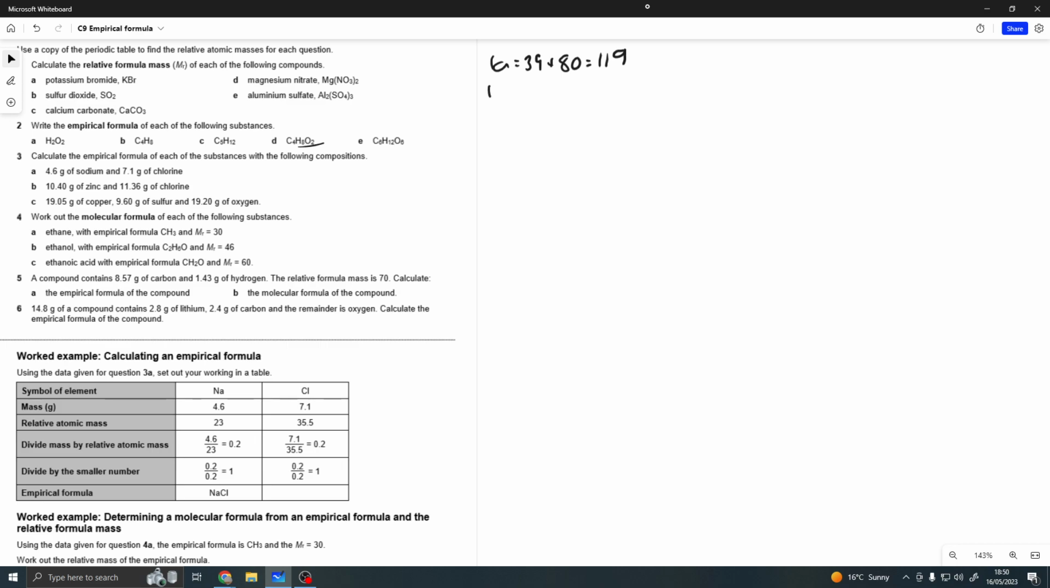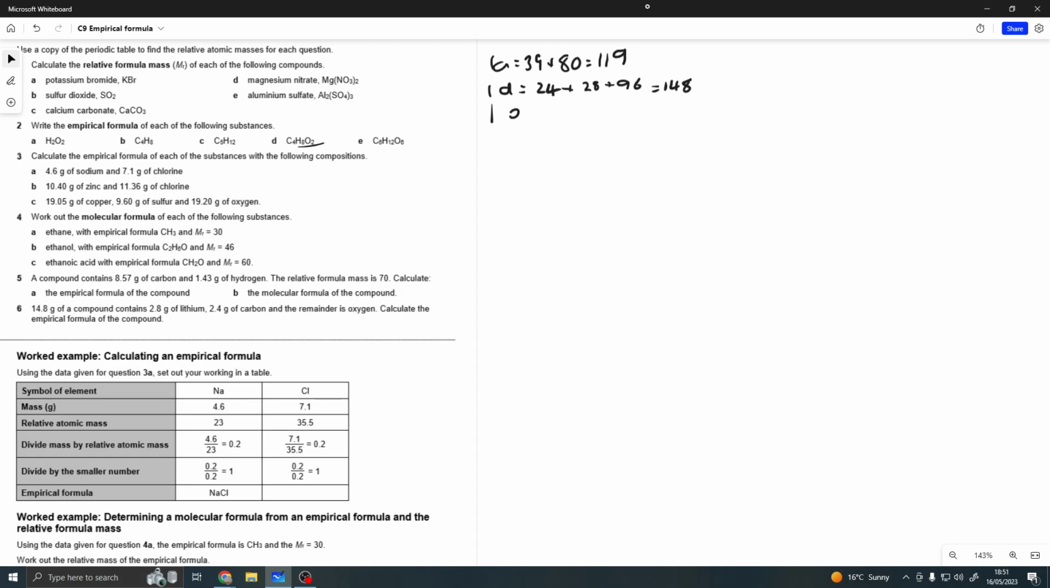1D is magnesium nitrate, so that's magnesium 24 plus, now we've got 2 of everything in those brackets there, so that is 2 times 14, which is 28, and we've actually got 6 times 16 because there's 2 3s, and that makes 96. So we've got 24 plus 28 plus 96. And that makes 148.